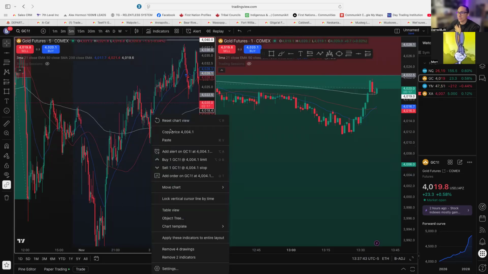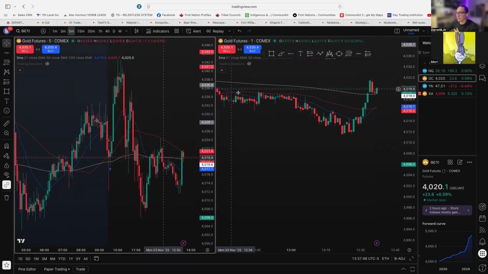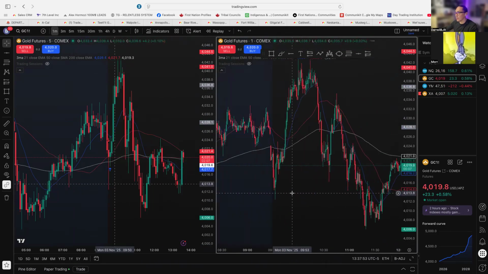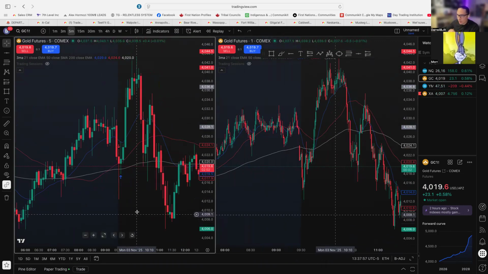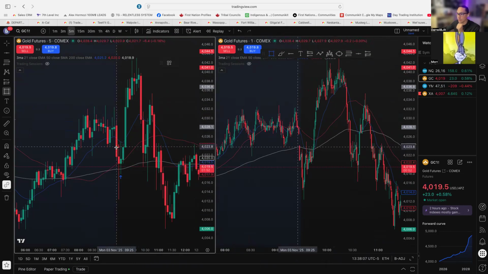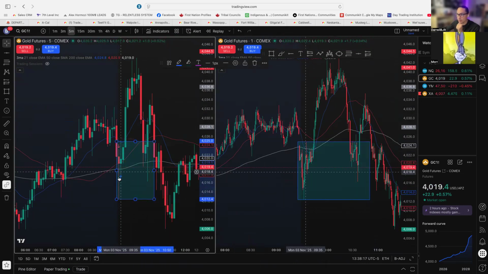This is what I mean. It looks very choppy. Let me just get rid of that. Let's go over here. So this is the 5 minute. I actually see an area, but we could do it. It's just these wicks are really high. So you go from the top of the wick to the bottom of the wick. There's your demand right there.